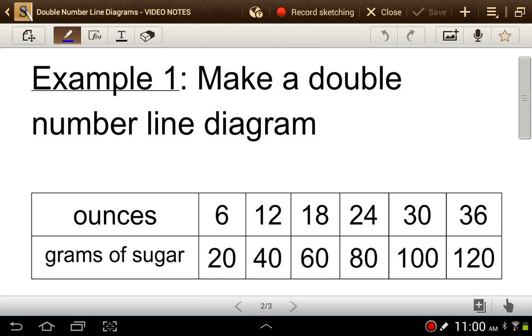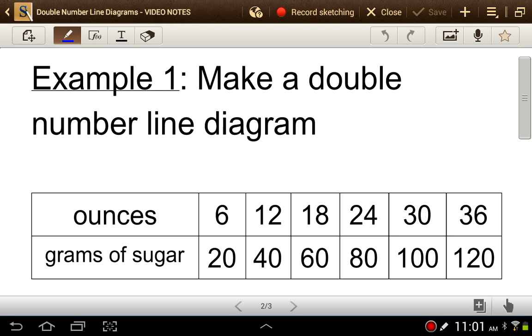In example number one, we're just going to create a double number line diagram. Very simple. Here's my chart. We have ounces and grams of sugar. Our situation is how many grams of sugar are in this many ounces of pop. That's how many grams of sugar are in a generic pop, just to give you some idea. So we can go ahead and write down that table.